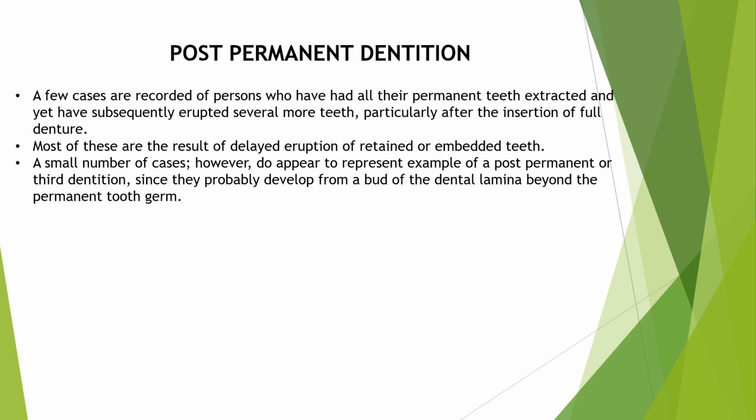A few cases are recorded of persons who have had all the permanent teeth extracted and yet have subsequently erupted several more teeth, particularly after the insertion of full denture. Most of these are the result of delayed eruption of retained or embedded teeth. A small number of cases, however, do appear to represent examples of a post-permanent or third dentition, since they probably developed from a bud of the dental lamina beyond the permanent tooth germ.